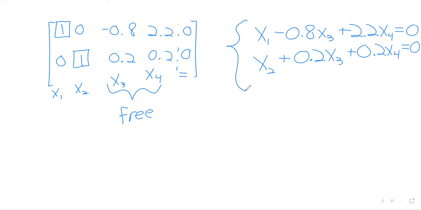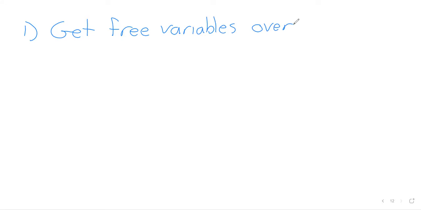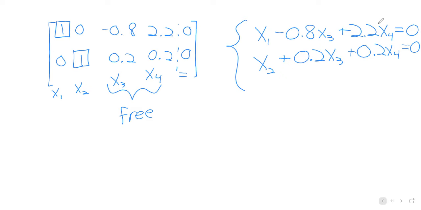So step one is going to be to get your free variables over to the right. At the moment, our free variables and our basic variables are mixed together. x1 and x2 are basic. x3 and x4 are free, and they're all mixed up.